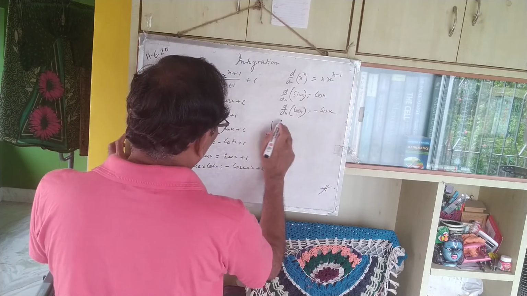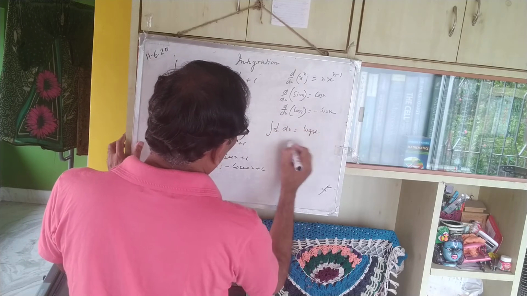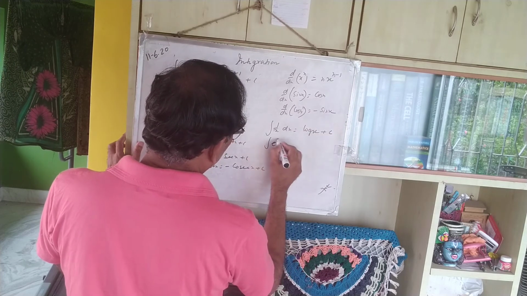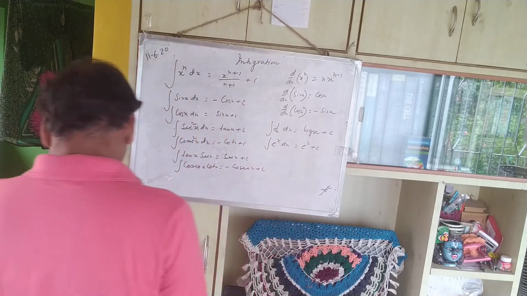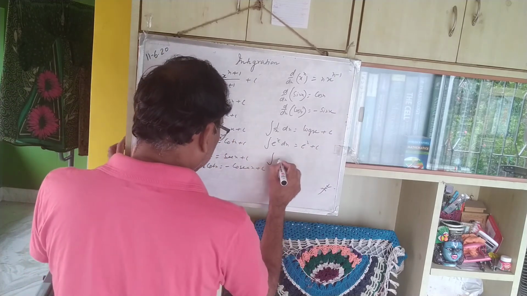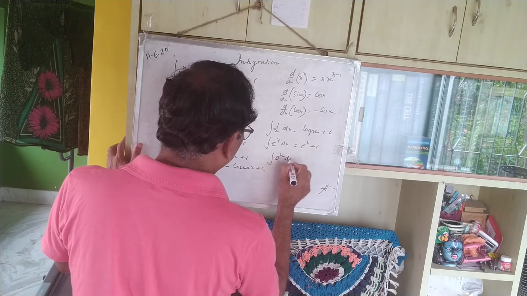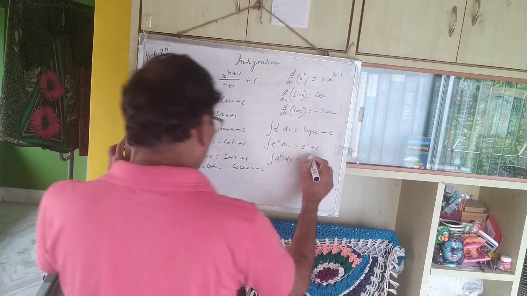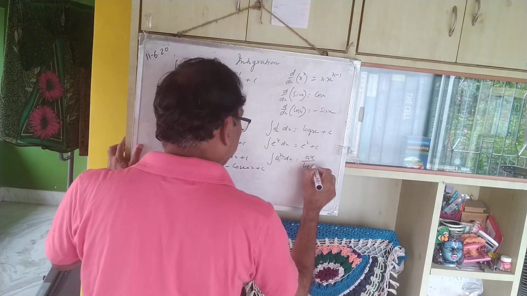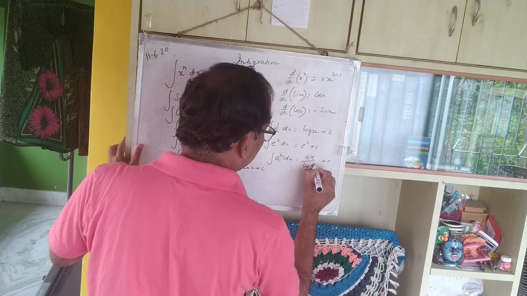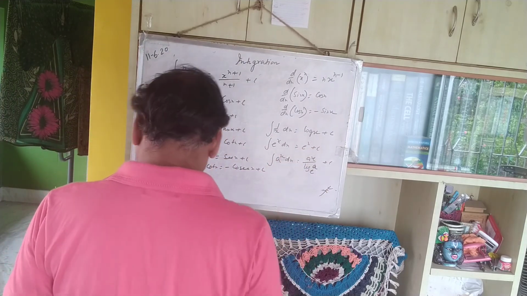Integration of 1 by x is log x plus c. Integration of e to the power x dx is e to the power x plus c. Integration of a to the power x dx is a to the power x by log a to the base e plus c.